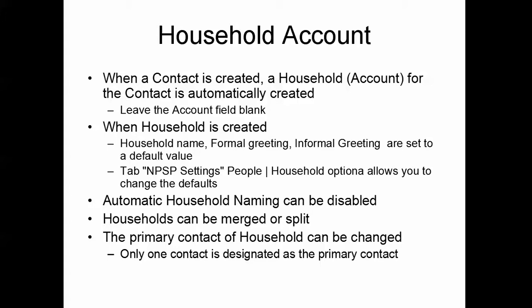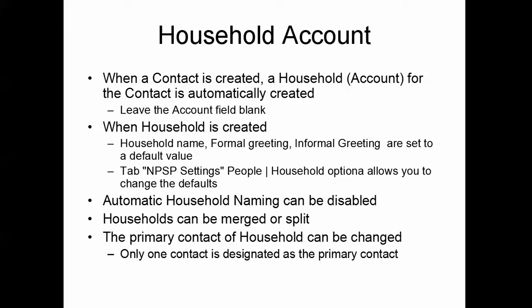The automatic household naming and formal and informal greetings can also be disabled. The NPSP settings tab is quite powerful. It's a new introduction to NPSP 3, and it allows us to customize the behavior of the Salesforce instance by just making some small changes in the configuration. For a household, one contact is designated as the primary contact that may be used for sending emails or contacting over phone.